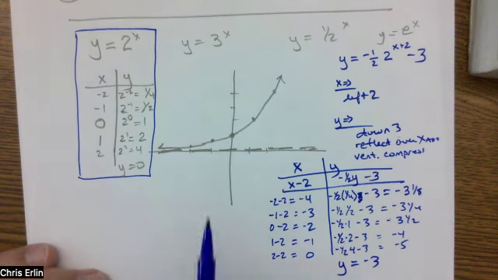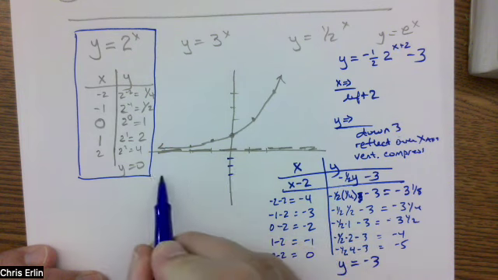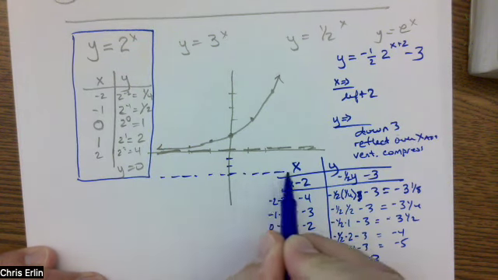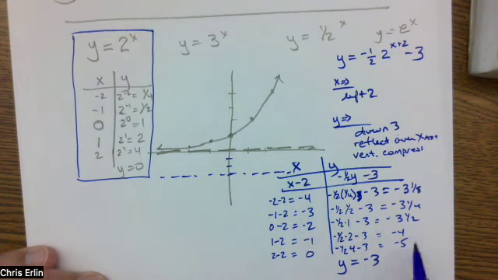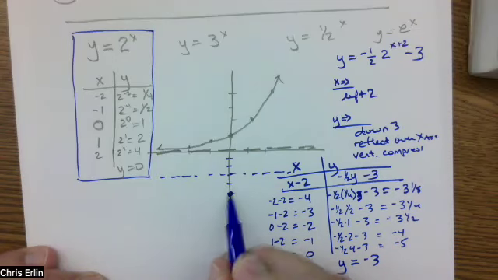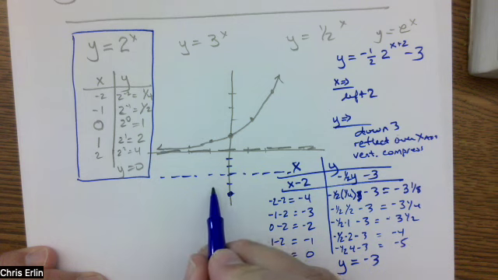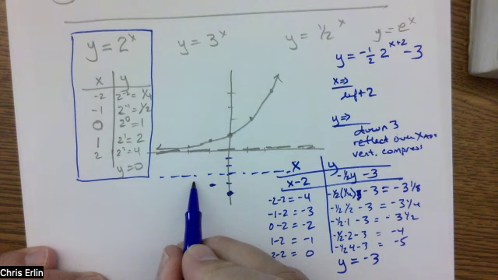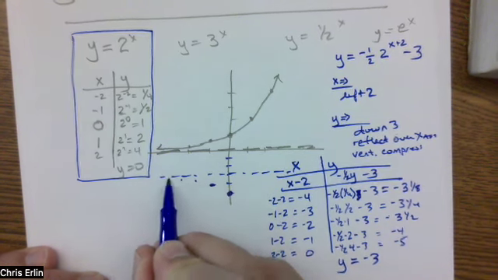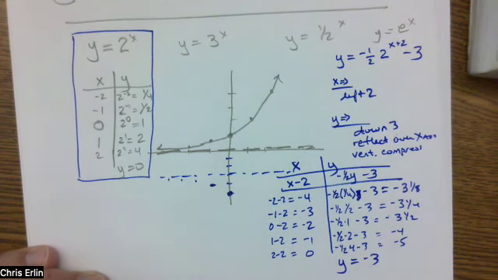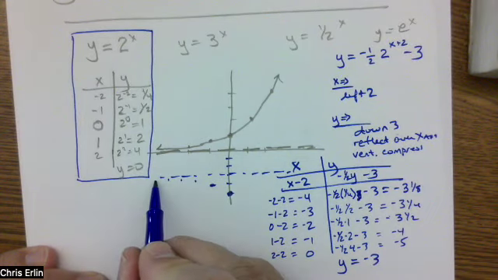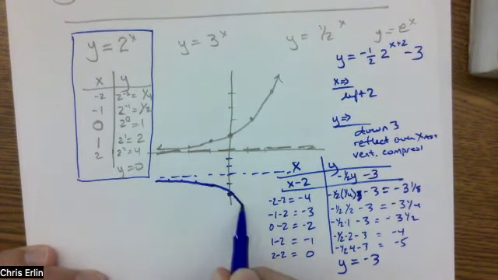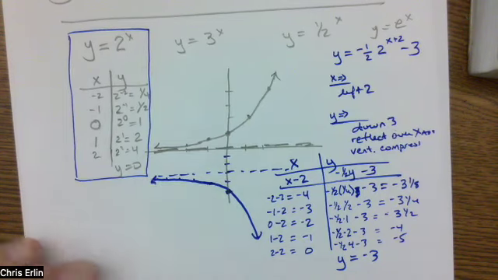So to graph this function, I'm going to go 1, 2, 3. Here's my asymptote. And then I'm going to begin to apply the points. At 0, it's at -5. At -1, it's at -4. At -3, it's at -3 1/2. And it's getting closer and closer and closer to that y equals -3 asymptote. It's going to look like that.